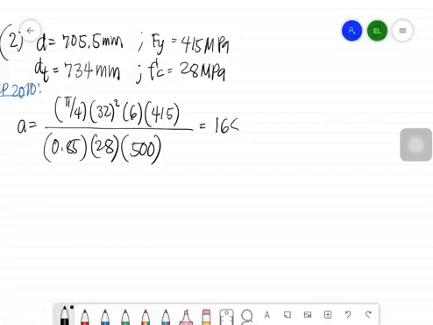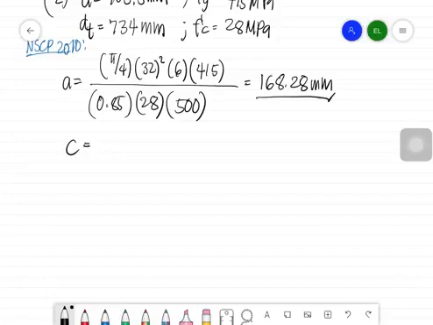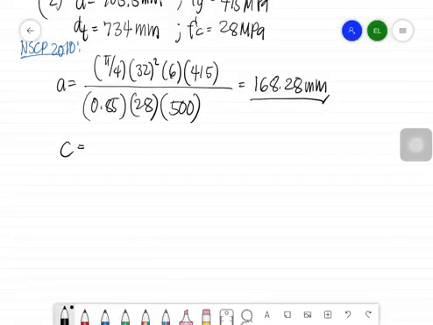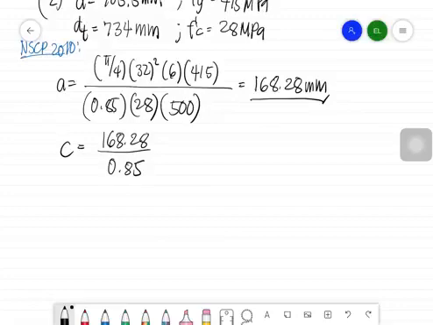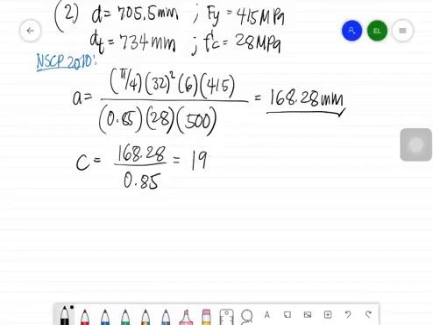The result is 168.28 mm. So c is a over beta 1: 168.28 over 0.85. Again, beta is 0.85 because f'c is equal to 28 MPa, which is the upper limit. So this is equal to 197.981 mm.